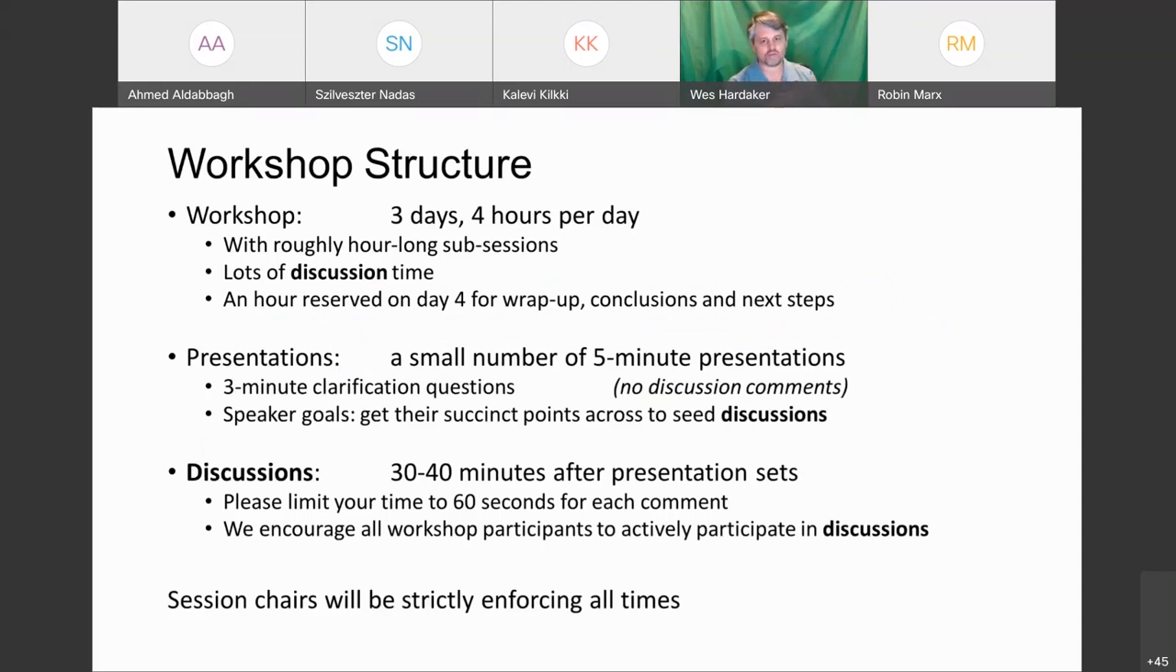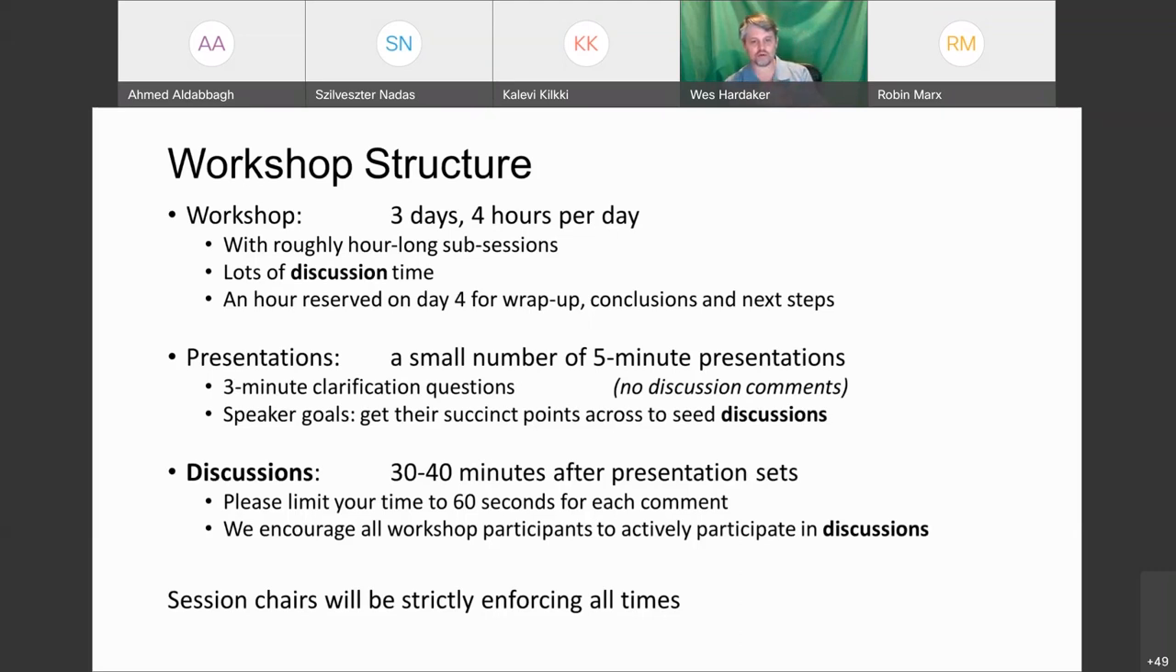There's a small number of five-minute presentations, 3 to 4 typically. They're very, very rapid, and the whole point is to get your succinct points across to set up the discussion times that happen later. There will be 3 minutes or so of clarification questions after each presentation, but please no discussion during that time. There should really just be time for saying you didn't understand something about the slides, or asking to further elaborate on something. But the real meat will be in the discussions, which we have set for 30 to 40 minutes after the presentation sets.